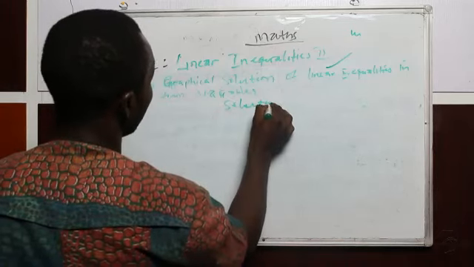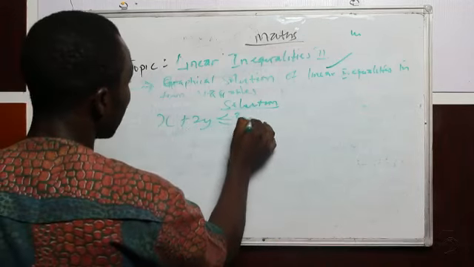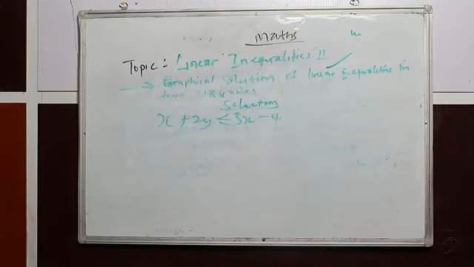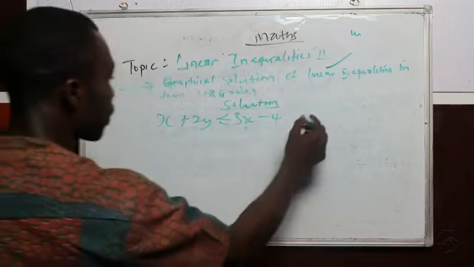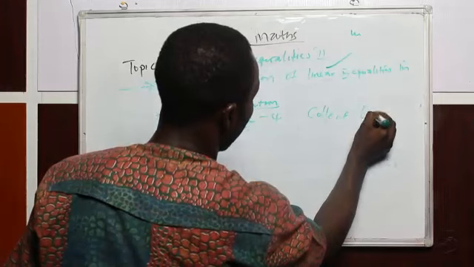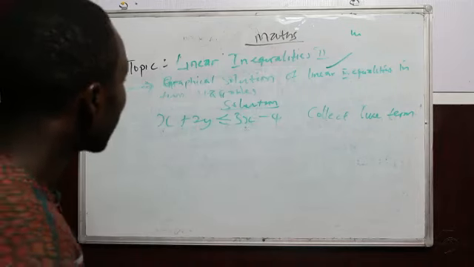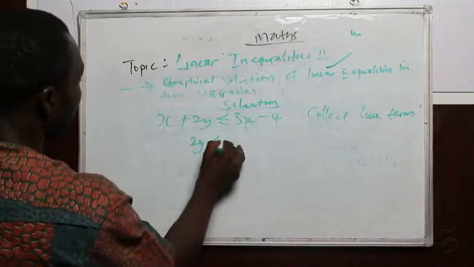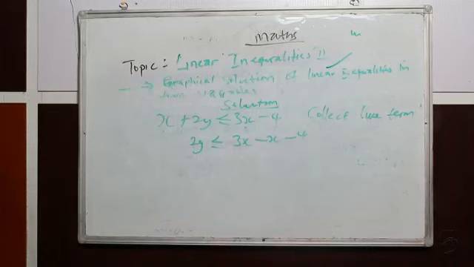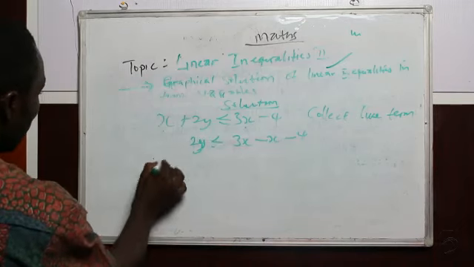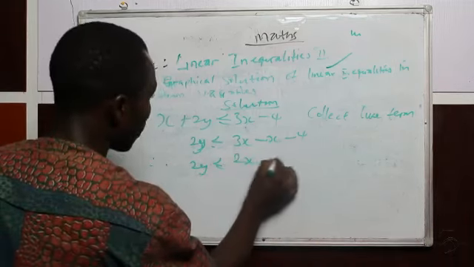Solution to this question. We said x plus 2y is less than or equal to 3x minus 4. What we do is that we discover that we have x here, we have x here. The first thing is that you collect like terms. Now, the term that is common, we have 3x. Collect like terms, that is 2y is less than or equal to 3x minus x minus 4. Therefore, 2y is less than or equal to 3x minus x, which gives us 2x minus 4.